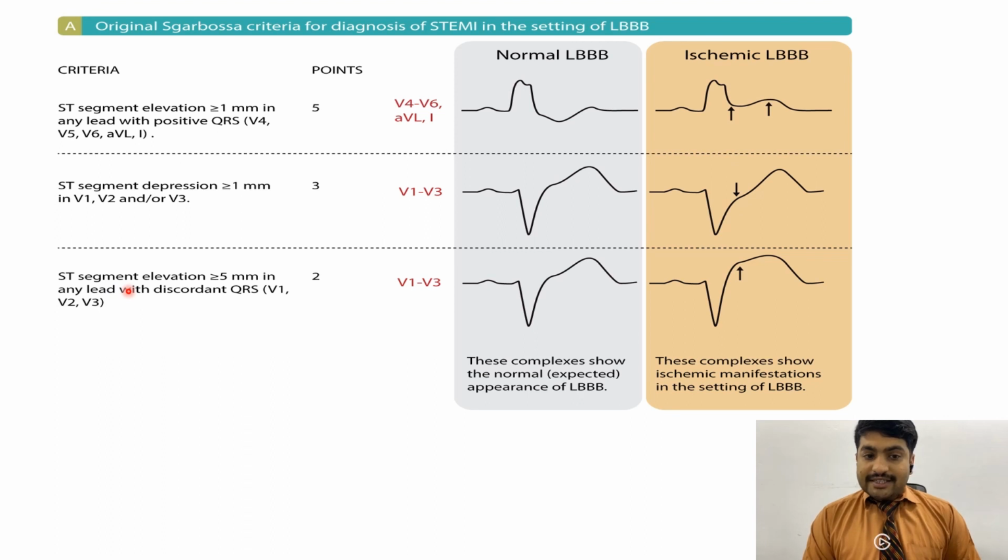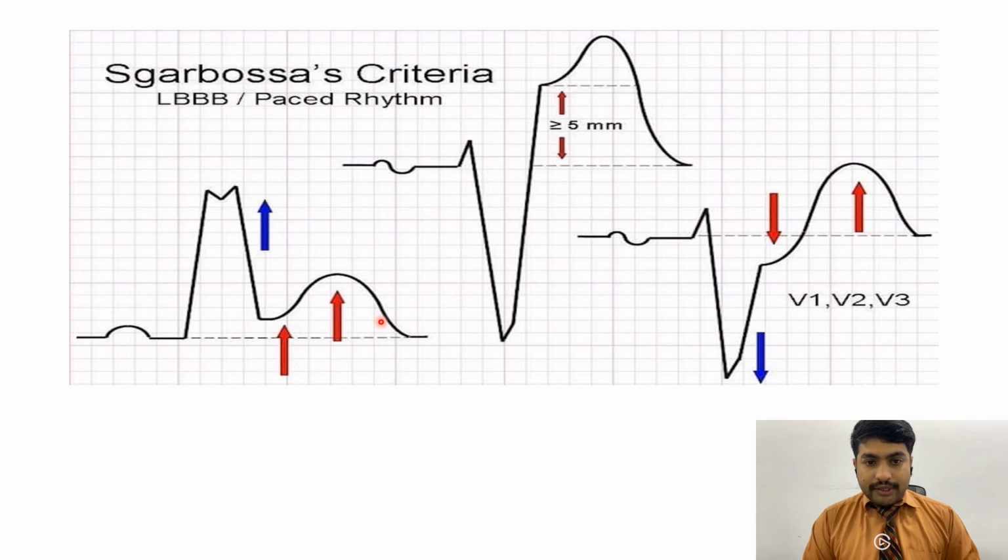Another point is ST segment elevation of more than. Third point is our discordant ST segment elevation of more than 5 mm. If it is more than 5 small blocks or 5 mm, it is significant and it will get 2 marks. But we know that for Sgarbossa to be significant, our number should be more than 3 or almost equal to 3. Here is how it looks on ECG paper.